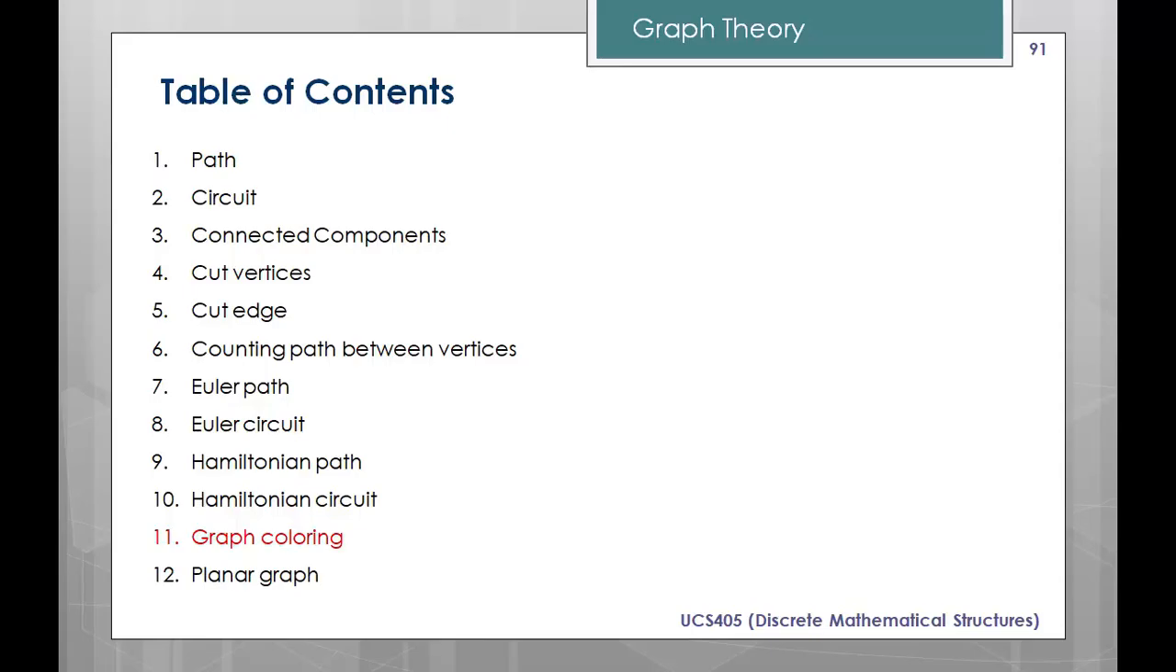In the last lecture we covered these topics: Euler path and circuit, Hamiltonian path and circuit. In this lecture we will cover graph coloring.